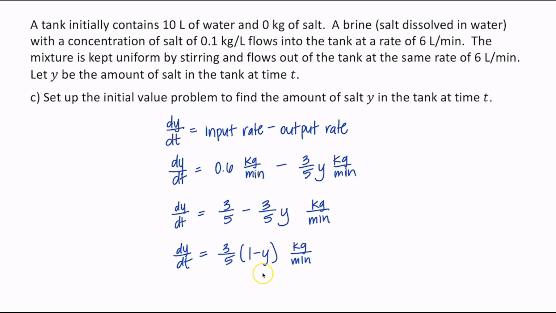So here is my differential equation, and it's missing an initial condition to be an initial value problem. The initial condition has to be on the amount of salt initially. Well, the tank initially contained 0 kilograms of salt. It was just pure water. So here's my differential equation, and my initial condition on y, the amount of salt, is that at time 0, the amount of salt equals 0 kilograms. So here is my initial value problem.